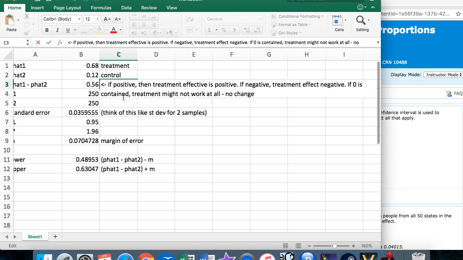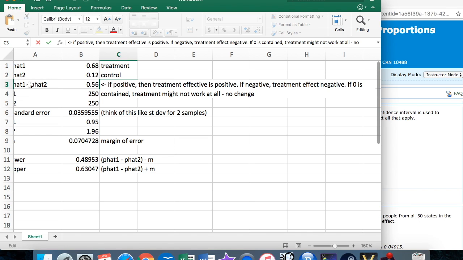So think about it like this. If it's positive, then this means that, hey, it worked, and you get a positive outcome, right? The drug is good for you. It stopped whatever it was supposed to stop. But if it's negative, this means the control group actually did better, right? The control group was better, which means the drug might be bad. So the treatment effect is negative. Oh no, the people who didn't take the drug were actually feeling better than the people who did. But then, of course, if 0 is contained, this implies that the treatment doesn't work at all, right?